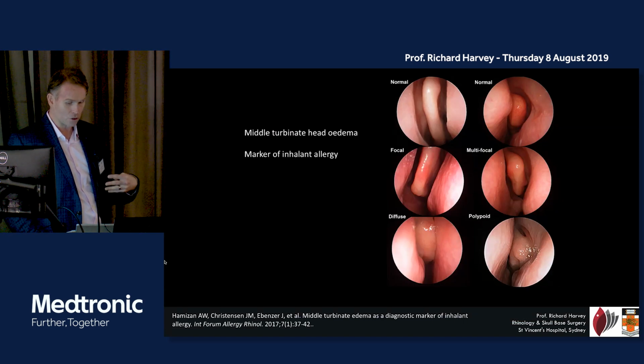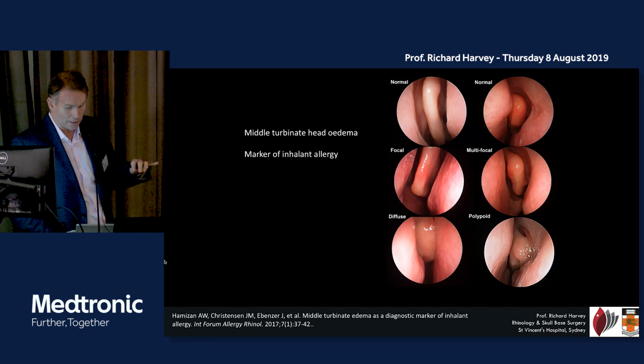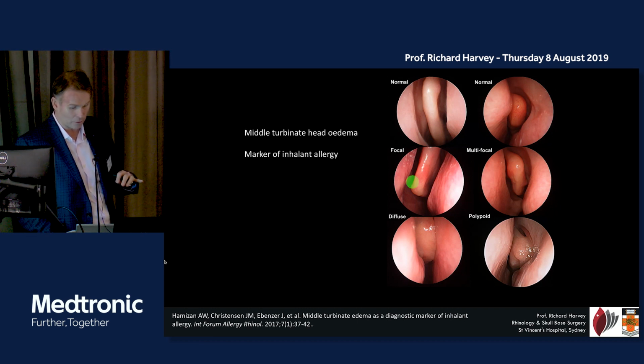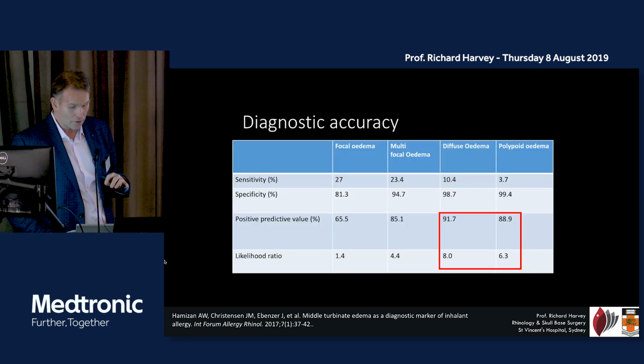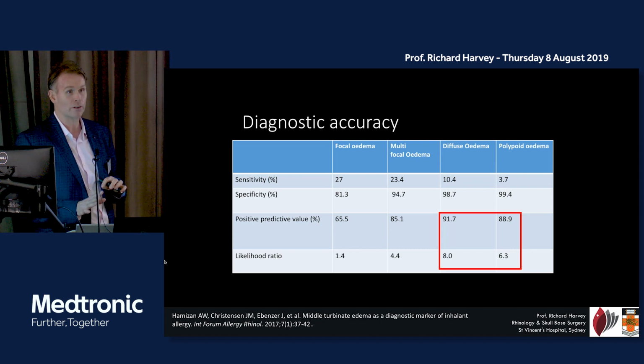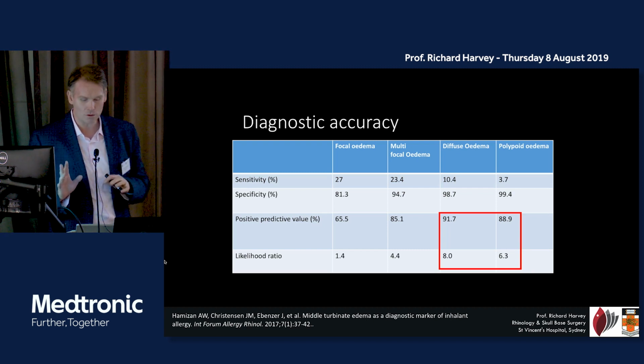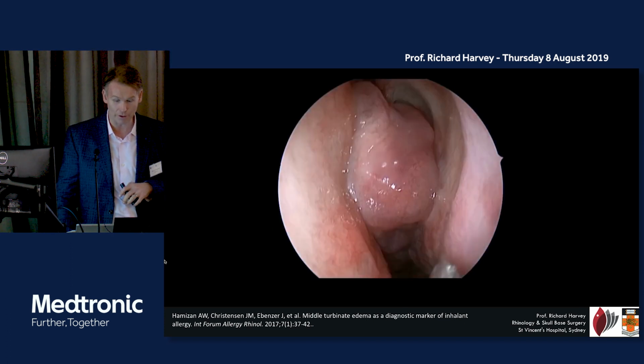Anisa Hamzah, who was a PhD with us a couple of years ago, wrote 10 publications in total regarding all of this. And she did this publication describing the different degrees of turbinate edema, even little focal areas like this through to polypoid change. And she showed that if you can see middle turbinate head edema, it is an incredibly strong positive predictive value that you have inhalant allergy. The absence of it is less so; it's not very sensitive. But if you can see it there, it means you essentially have inhalant allergy until proven otherwise.